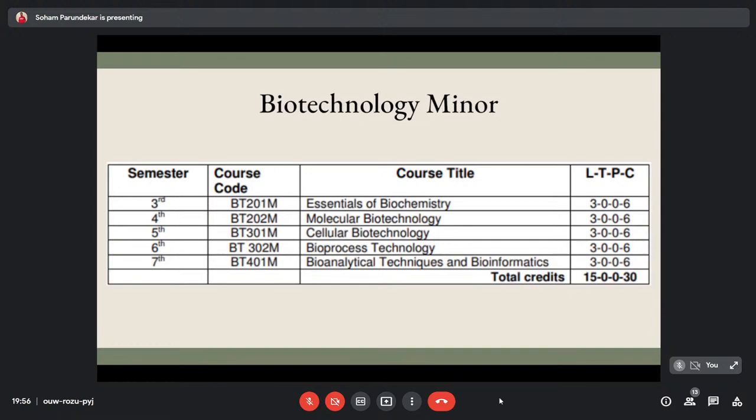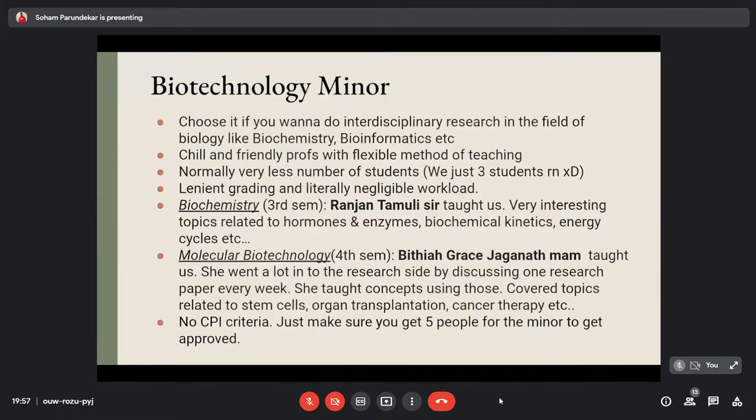So, who should choose this minor? I personally chose it because I wanted to explore medicinal chemistry, and the bio minor would help me. If you want to explore interdisciplinary fields like biochemistry, bioinformatics, biochemical engineering, in that case you could choose this minor. And the profs are very friendly and chill.